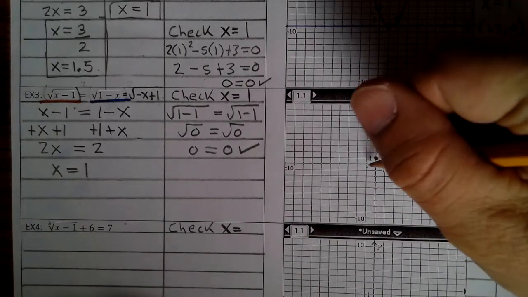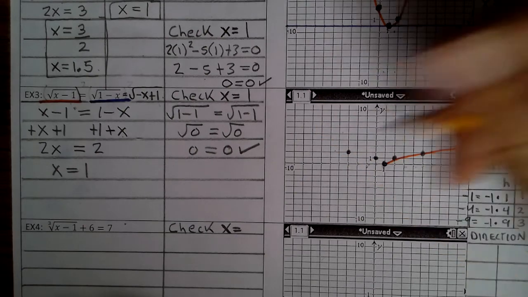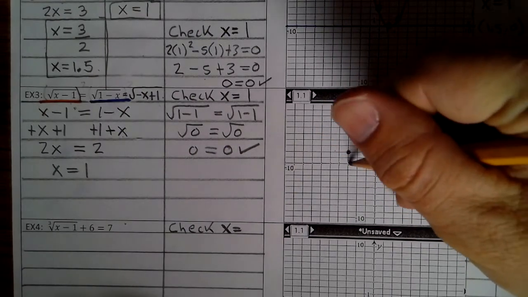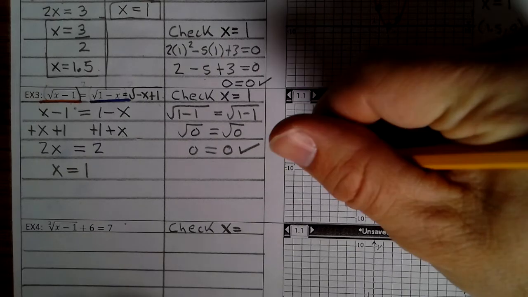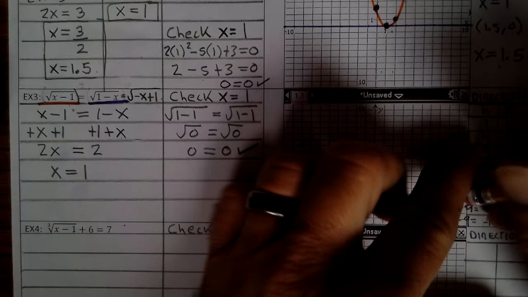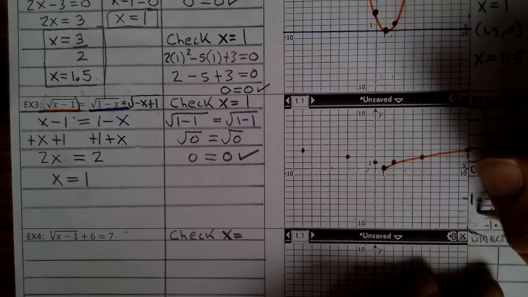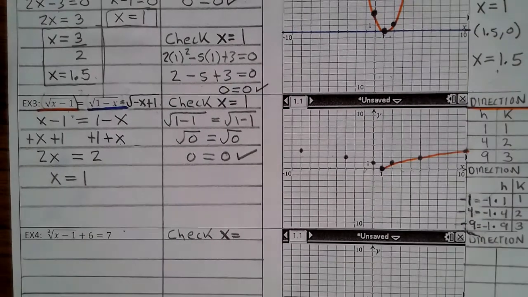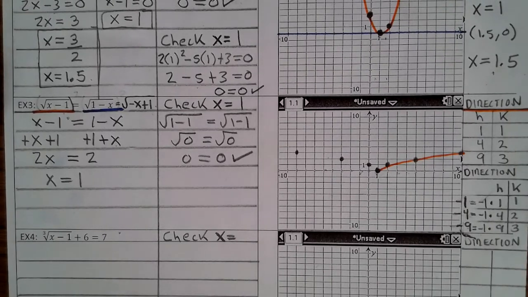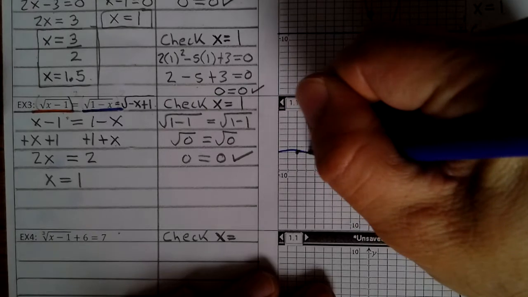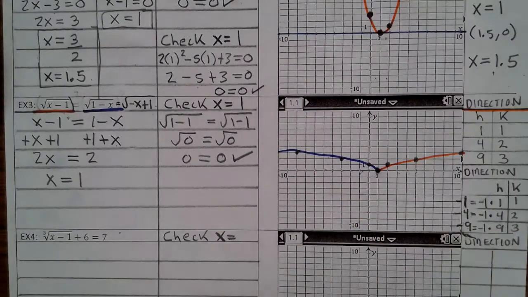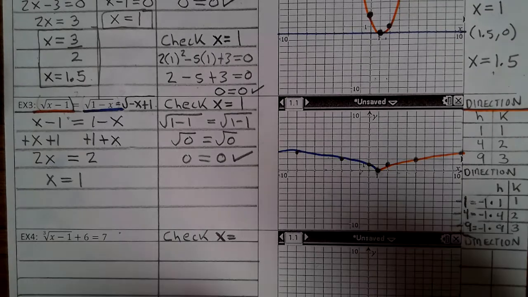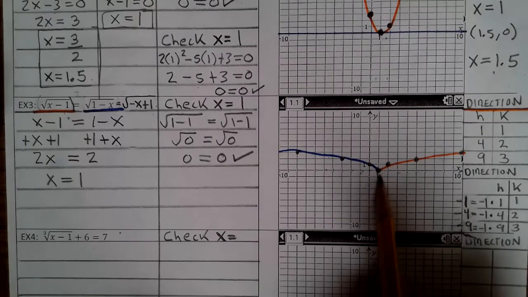And let me, I don't know if you could read this clearly. Let me try writing it again. Negative 1, negative 4, and negative 9. Okay? Okay? You can see here that they intersect at 1, 0. Okay? So the solution would be the x value, x equals 1. Okay. All right, now let's take a look at example 4.